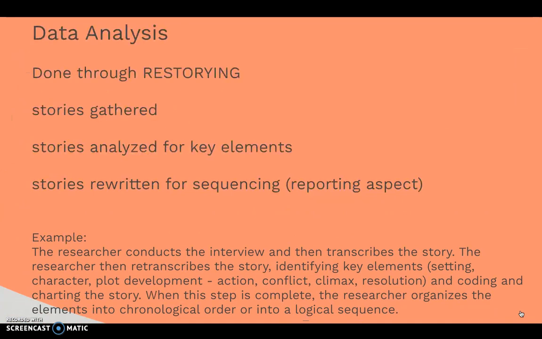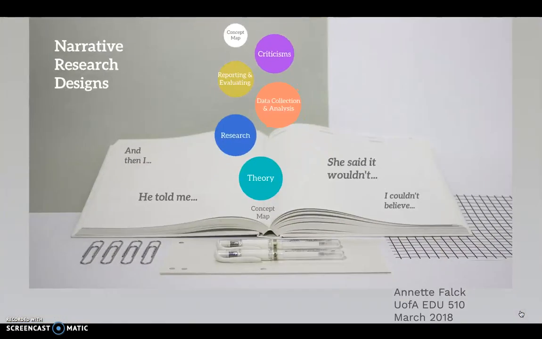The analysis in narrative research is done through restorying, and so stories are gathered, they're analyzed for key elements, and they're rewritten for sequencing. And so data analysis occurs when, for example, an interview is conducted, and then the story is transcribed, and then through retranscribing the story, there are key elements that are taken out, such as setting, character, and plot development. And then coding for emerging themes occurs. And then the narrative is rewritten into another narrative for presentation purposes.